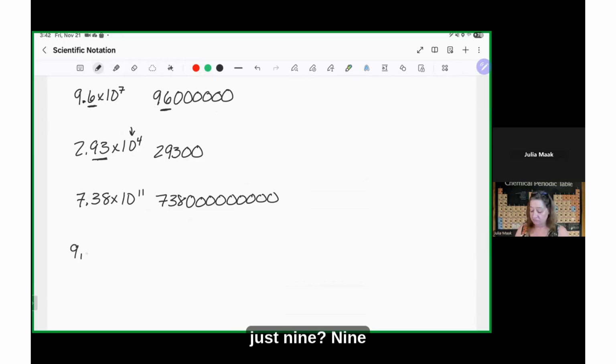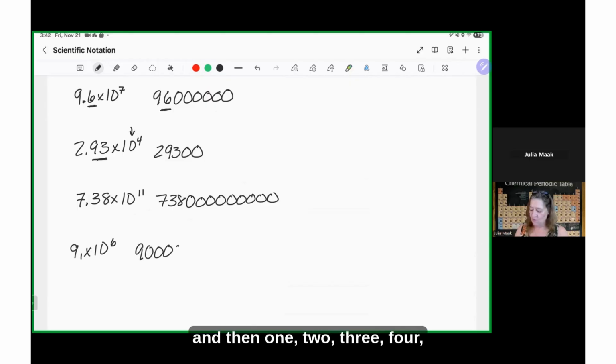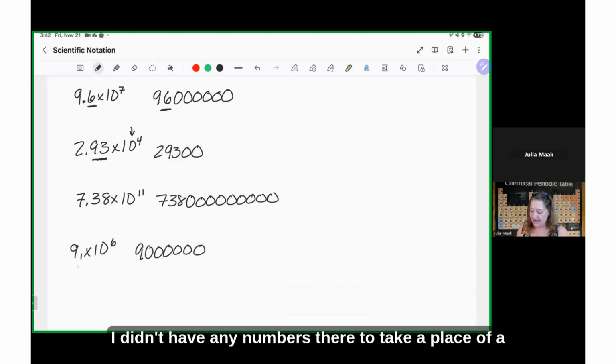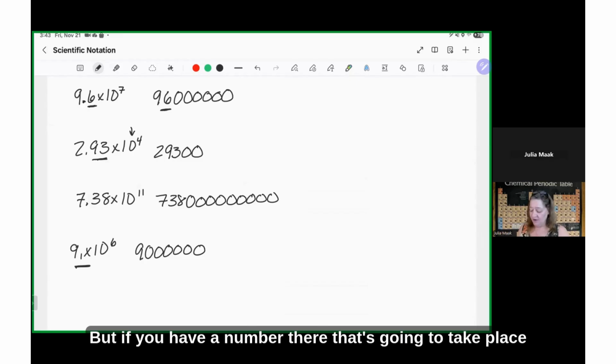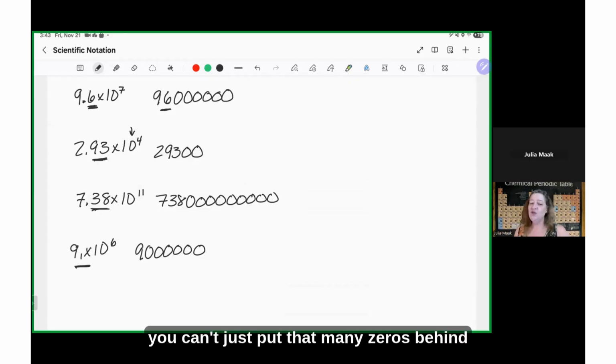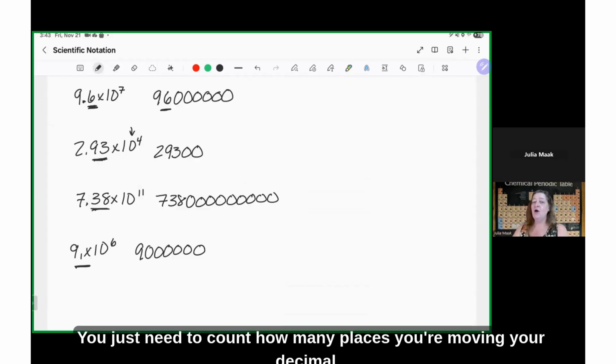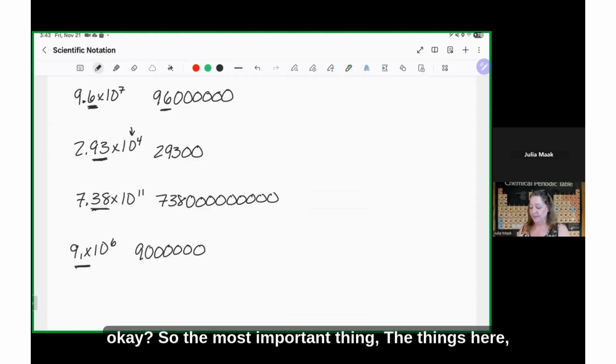Okay, what if I had 9, just 9? 9 times 10 to the 6. Okay, so 9. And then 1, 2, 3, 4, 5, 6. See, I didn't have any numbers there to take a place of a 0, so I just put 6 zeros on. But if you have a number there that's going to take place of the 0, you can't just put that many zeros behind it, okay? You just need to count how many places you're moving your decimal, okay?